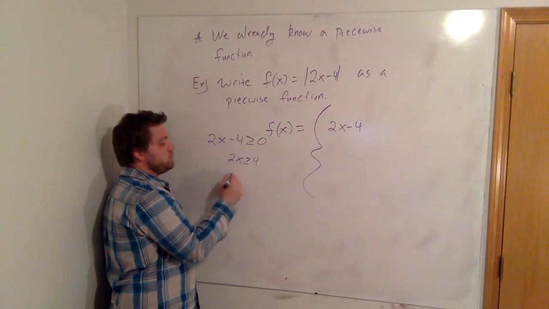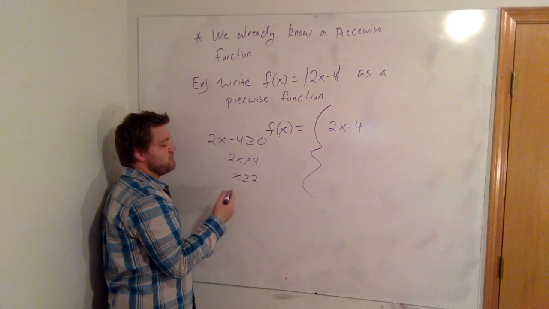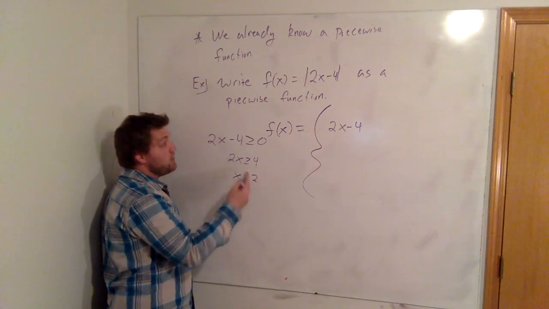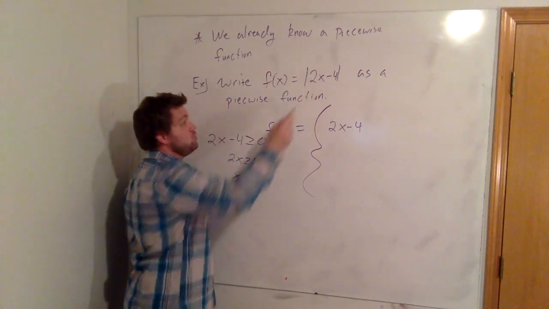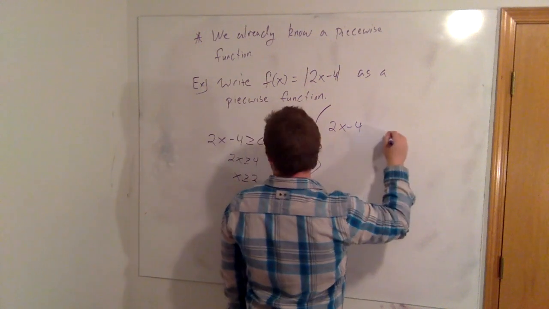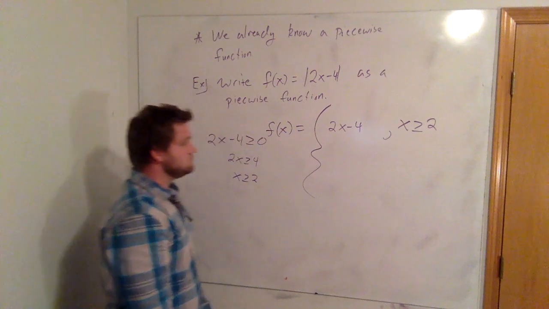And then we can divide both sides by 2, so x will be bigger than 2. Since I'm dividing by 2, it's a positive number, I don't have to change the sign. So if I plug in any value into this absolute value function that's bigger than 2, the inside will be positive and I won't have to do anything. So it's going to be 2x minus 4, provided that x is bigger than or equal to 2.